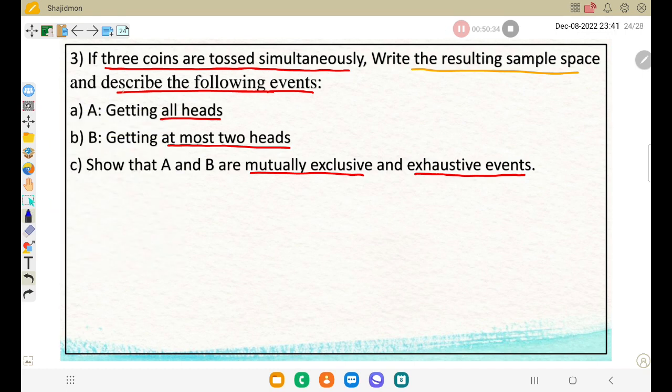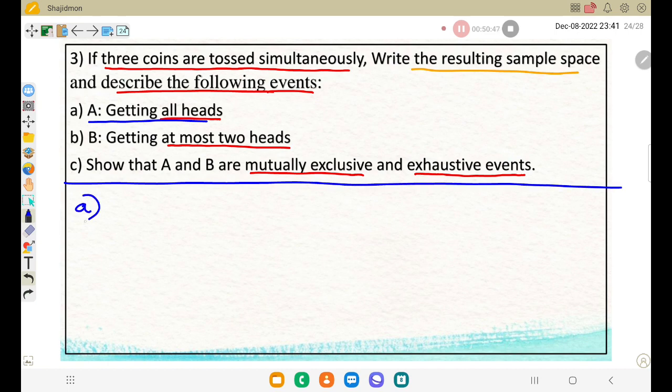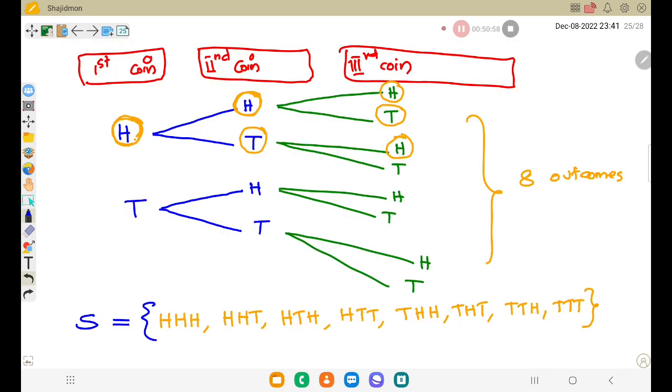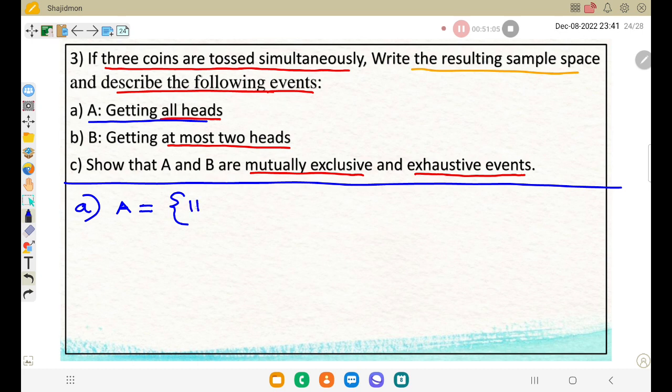Now I am going to the second part. Describe the following events. What are the events? Getting all head. That is the first event. So I am answering here itself the first part, A part. A means getting all head. So what will be that option? You can see the sample space. Where is the all head coming? HHH, correct? This is the option, all head. So I can write the answer HHH. This is the only option, all head, correct?